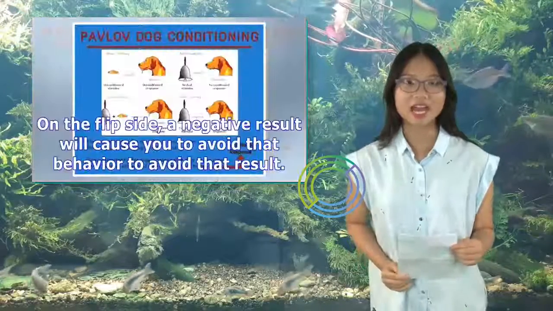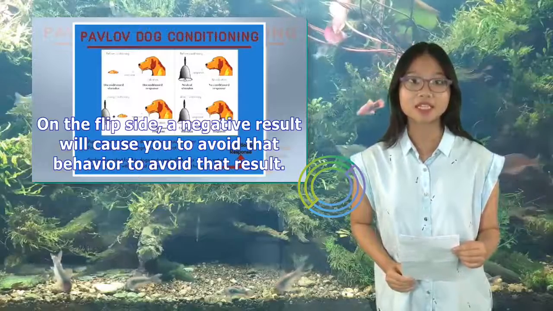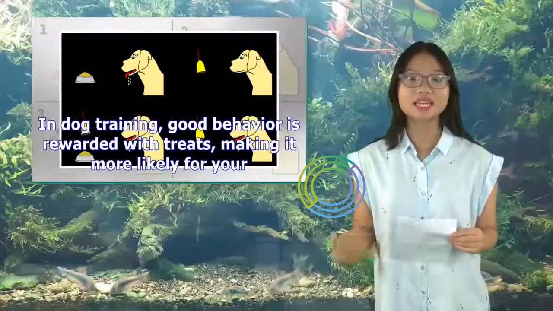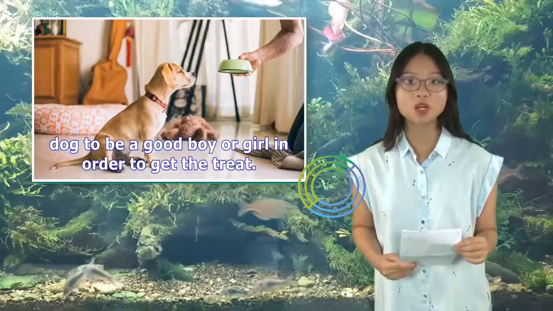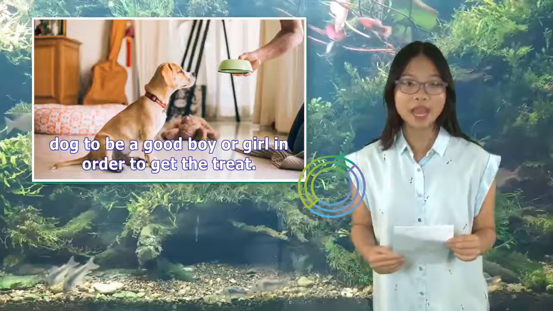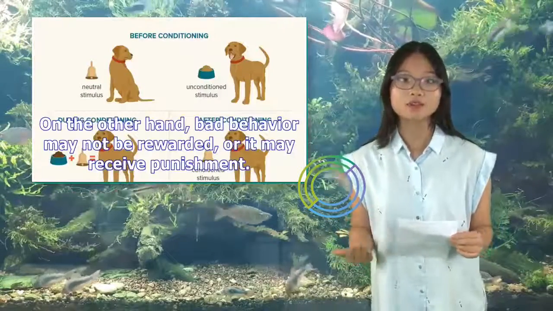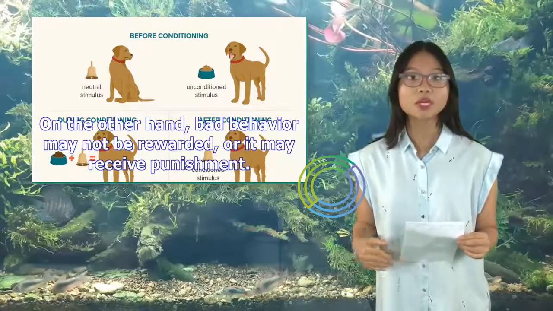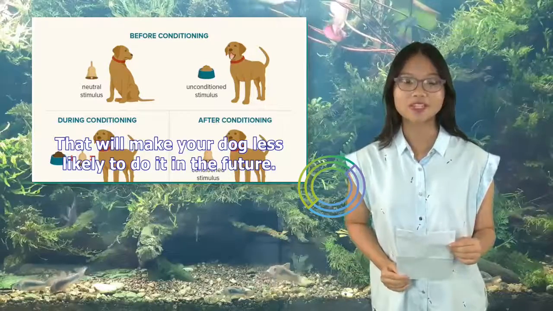On the flip side, a negative result will cause you to avoid that behavior to avoid that result. In dog training, good behavior is rewarded with treats, making it more likely for your dog to be a good boy or girl in order to get the treat. On the other hand, bad behavior may not be rewarded, or it may receive punishment. That will make your dog less likely to do it in the future.